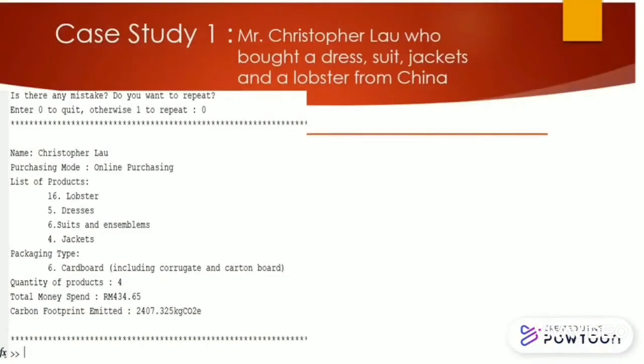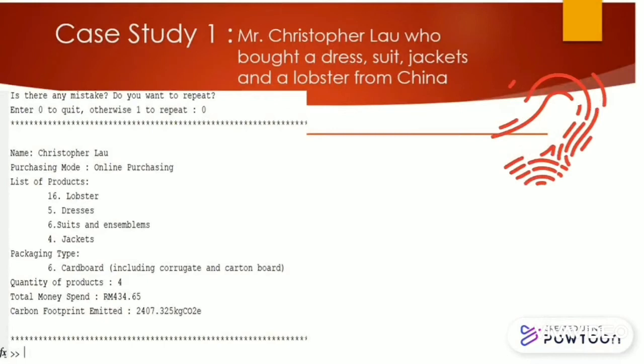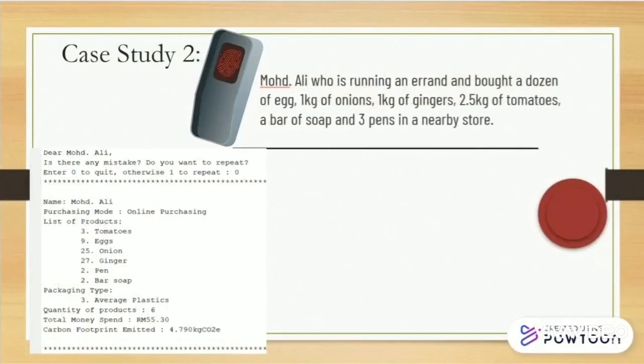These are the case studies which we use to test out the program. The first situation is a guy who bought a dress, suit, jacket, and a lobster from China, which is packaged inside a cardboard. The carbon footprint emitted from his online purchase is 2,407.325 kg CO2e. The second situation is a student who is running an errand and bought a dozen eggs, 1 kg of onions, 1 kg of ginger, 2.5 kg of tomatoes, a bar of soap, and 3 pens in a nearby store. The carbon footprint emitted from his physical shopping is 4.79 kg CO2e.